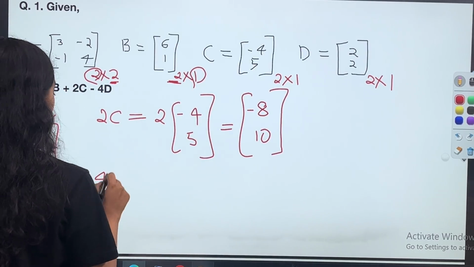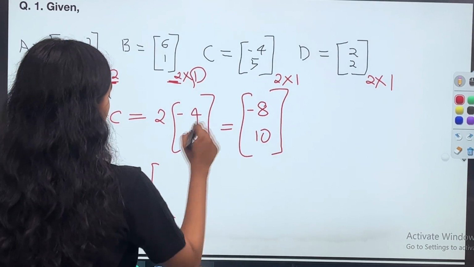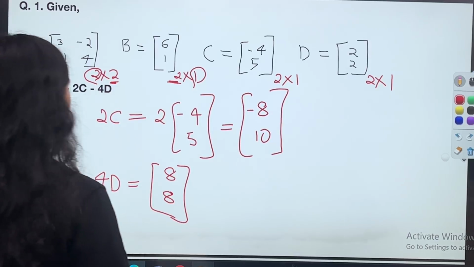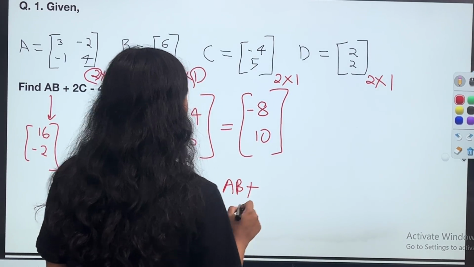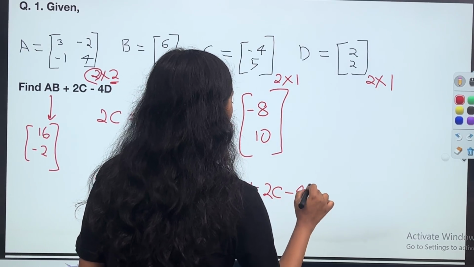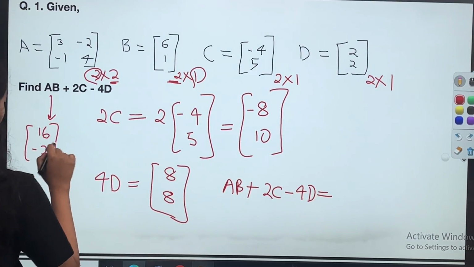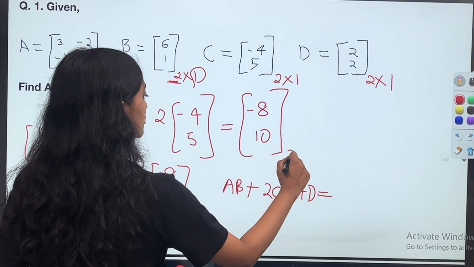4D is equal to 4 into 4 2s are 8. 4 2s are 8. Right? Now, we are trying to find out AB plus 2C minus 4D. Are they all the same dimensions, order? This is 2 into 1. This is also 2 into 1. This is also 2 into 1.